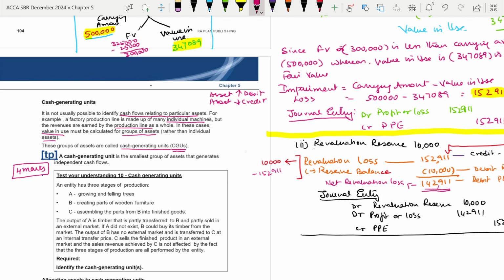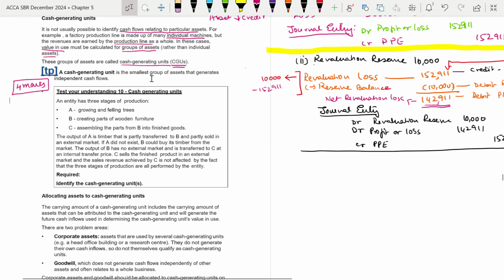If you want to know the value in use of a group of assets, we will use the concept of cash generating units. A cash generating unit is a small group of assets that generates independent cash flows. I put the same thing here like this. You will have different locations. Assume this location is not working, there is some issue at this location. Then what will you do? You will calculate value in use for this specific location, this specific group of assets.